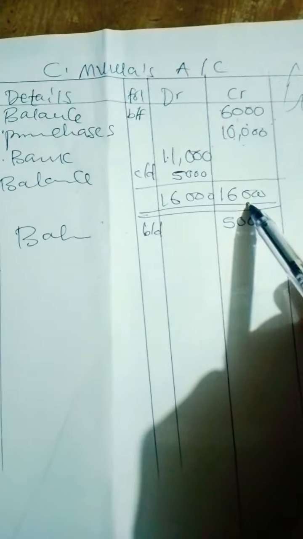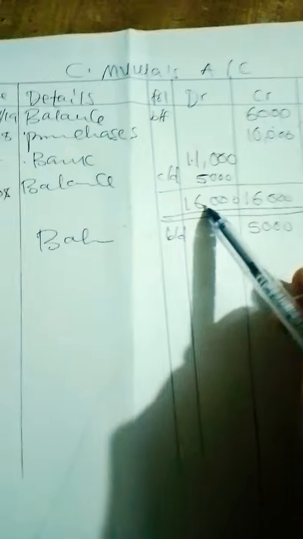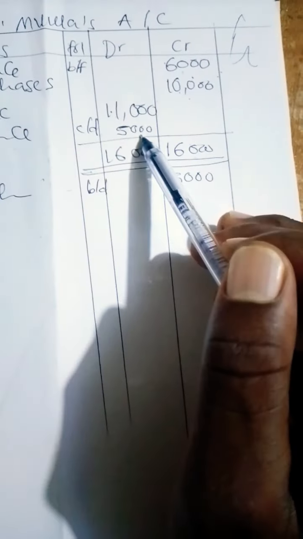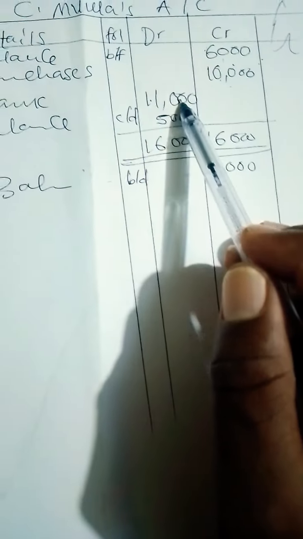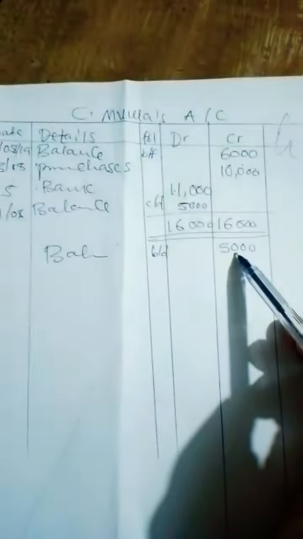Then what do you do? You balance off the account. How do you balance it off? You add the total of the credit and the total of the debit. You find that this will give you 16,000, which you put on both sides. How do you balance it off? You subtract from 16,000 the 11,000. You find the difference, which is 5,000, and then you put it here, which you are pretty conversant or familiar with. 5,000 here is the balance carried down, then you also bring it down here, balance brought down.